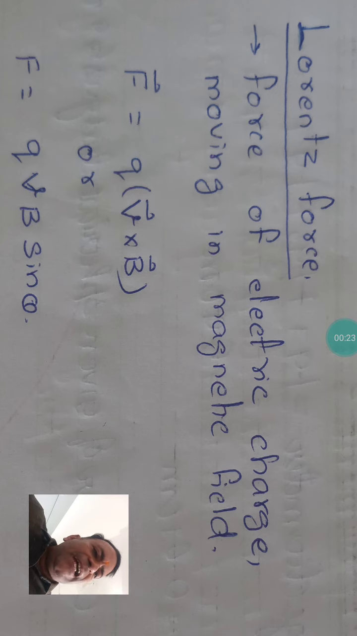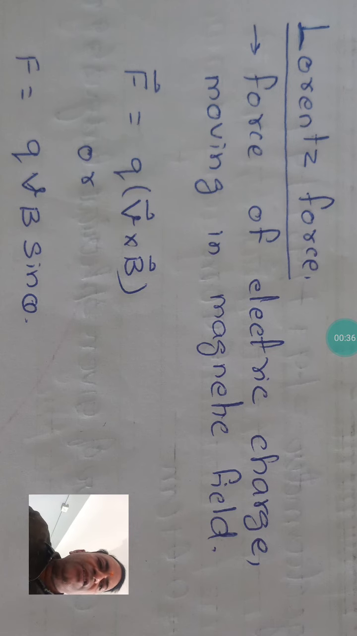Okay, now it's time to calculate the force acting on a charged particle which is moving in a magnetic field. So how do we find this magnetic force? It is known as the Lorentz magnetic force, or simply the Lorentz force. How do we find the force acting on an electric charge which is moving in the magnetic field?